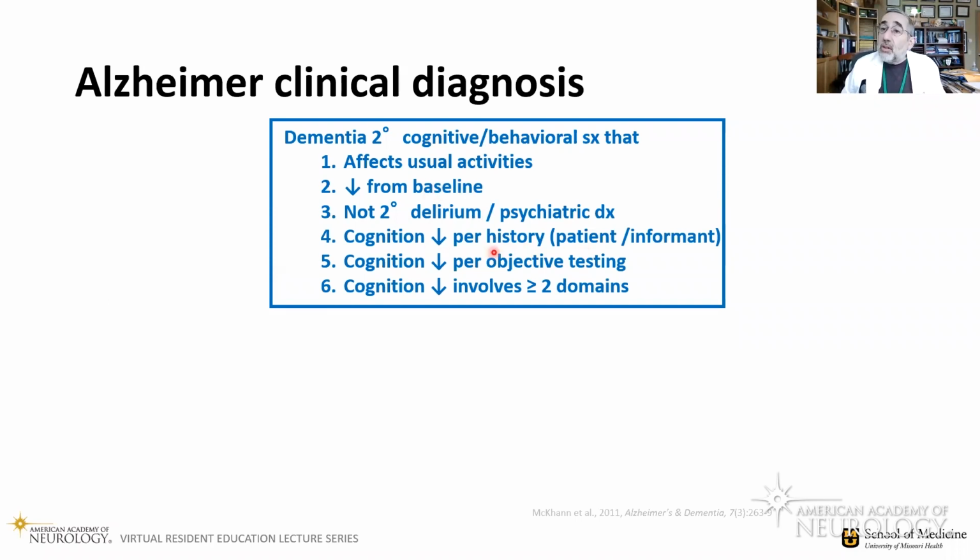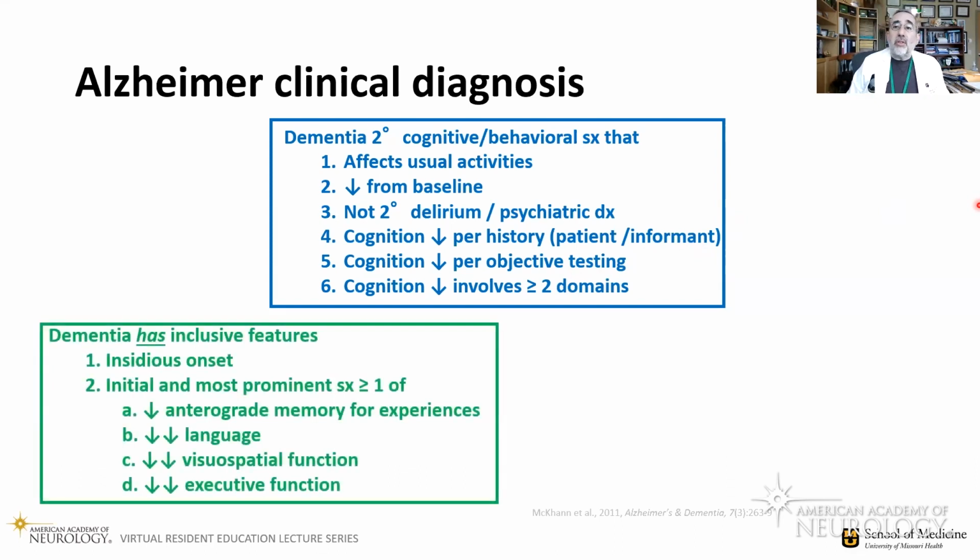There is a description of cognition being worse by history. The patient or an informant tells you, this is not the way Sally used to be. Sally is different. There's objective testing that establishes there's impairment, and the impairment is at least in two different domains. So if the person has the features in this blue box, then they enter the algorithm.